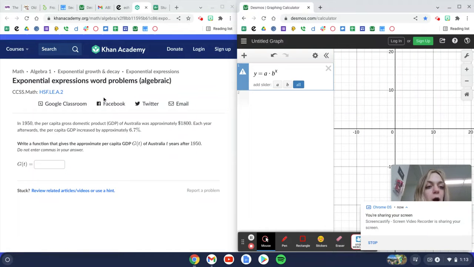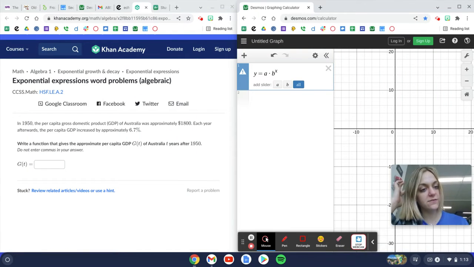All right, so I've got a problem here. It says in 1950, the per capita gross domestic product, GDP, of Australia was approximately $1,800. Each year afterward, the per capita GDP increased by approximately 6.7%. Write a function that gives the approximate per capita GDP of Australia T years after 1950.